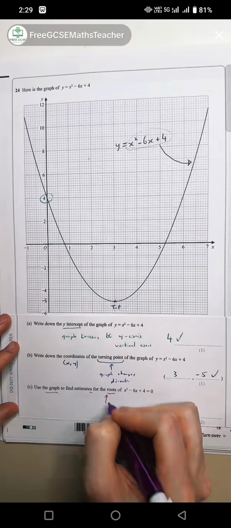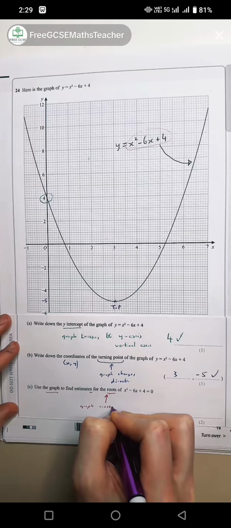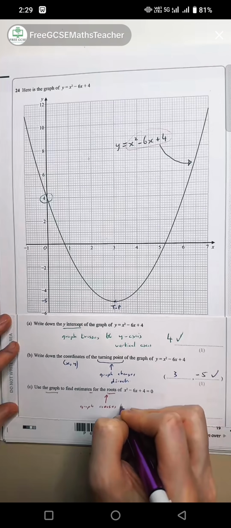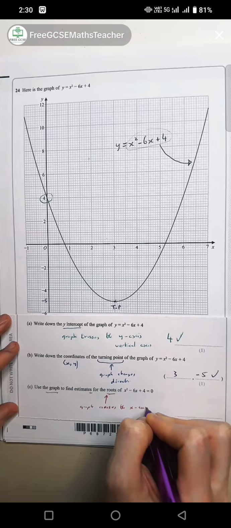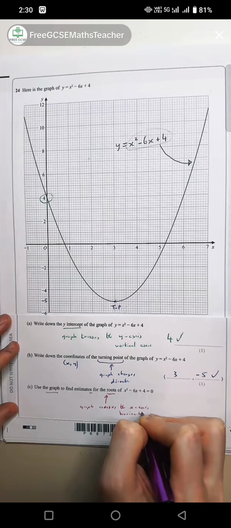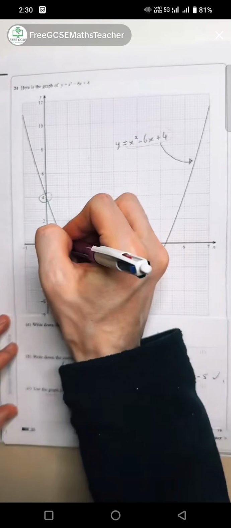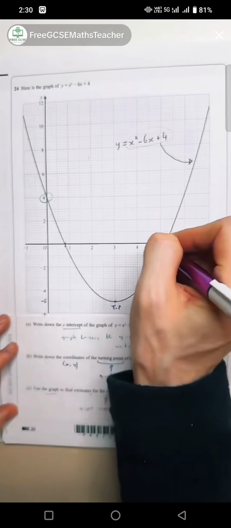So the roots is where the graph crosses the x-axis, the horizontal. So where does the graph, in this case here, cross the x, the horizontal axis? It crosses here, and this point here.